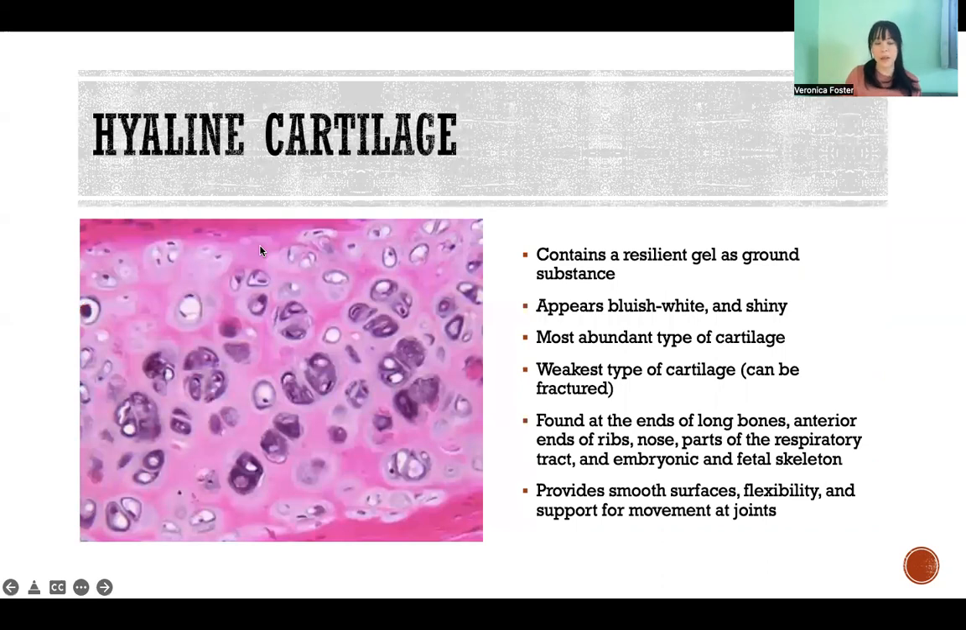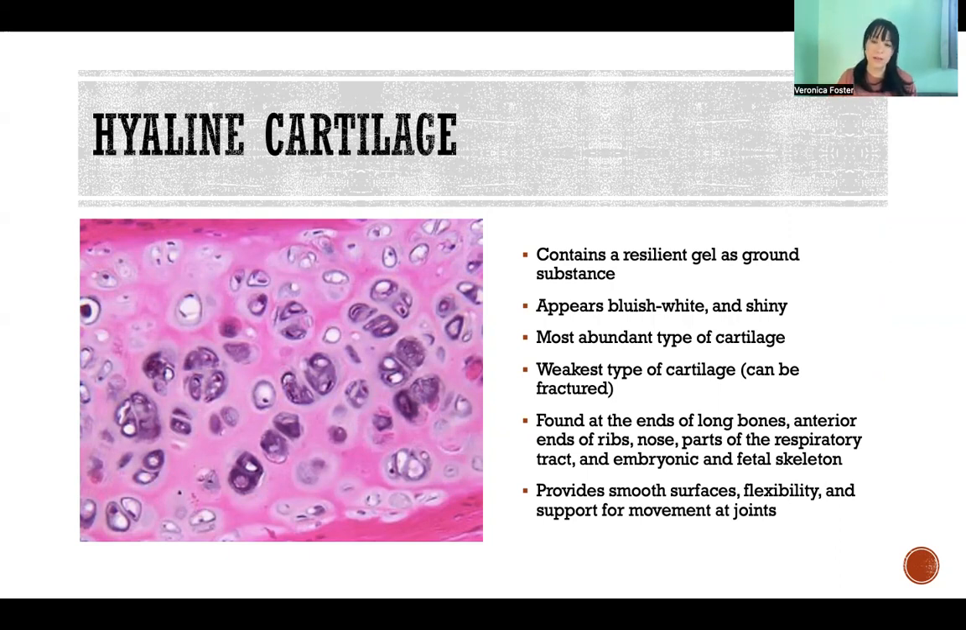All right, so we have three types of cartilage. I'm going to go through each one. First is hyaline cartilage. Contains a resilient gel as a ground substance. So this is a very slippery, smooth, gelatinous kind of cartilage. When we actually dissect and look at it in the body, it has a bluish-white appearance and it's very shiny. It has a lot of collagen in it, which is what gives the bluish-white shiny appearance.